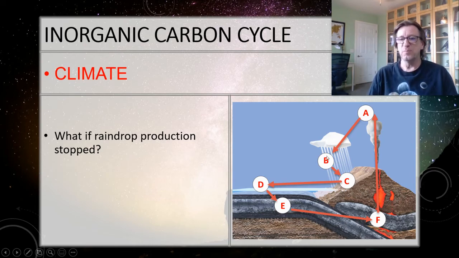So here, the B to C is broken. This part still keeps working, all right? So what's going to happen? Think about it. So I'm not going to be washing that carbon dioxide out, but I'm still going to be having my volcanoes erupt.